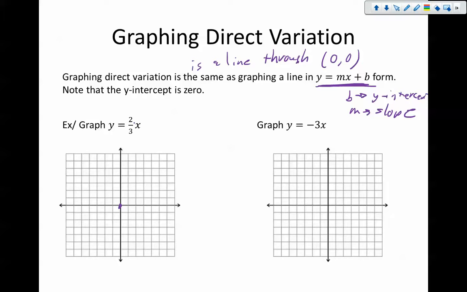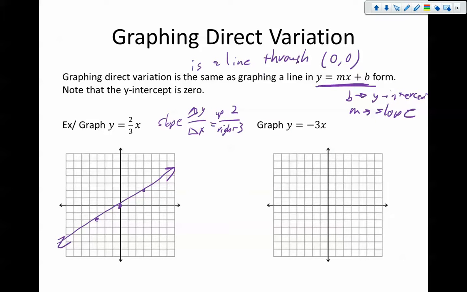And then I use my slope. And remember, of course, slope is change in y over change in x. So I'm looking at, for this particular problem, going up 2 and then right 3. Up 2, right 3, place a point. We can also go the other direction, down 2, left 3, make a point. And that is my line.